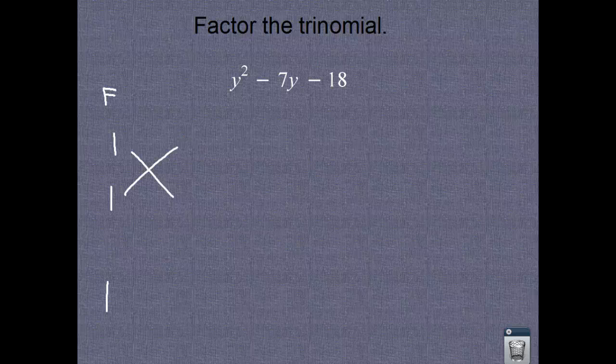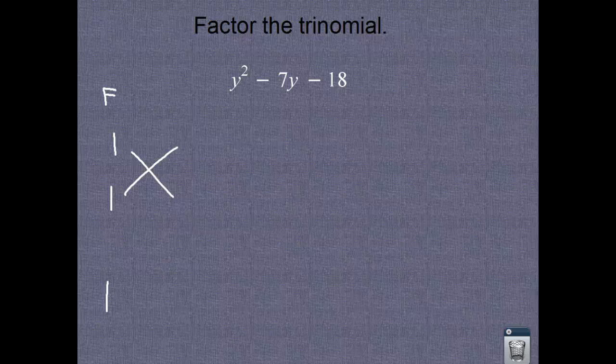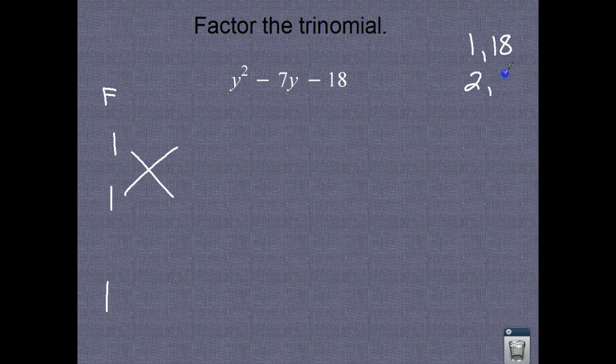So with these negatives, I think it would be important to list all the factors of that 18 off to the side. So we have 1 and 18, we have 2 and 9, and then 3 times 6. All of these are possibilities with these x's. All right, so you can think of a chess game, think ahead.